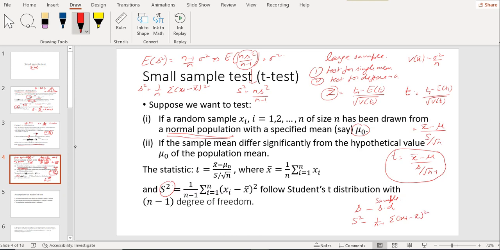because in certain standard books they use capital S square as the sample variance also, but in the book that we are referring to here, they have used small s as the sample standard deviation and small s square as the sample variance also. So we are following only that particular notation in this part also, right?